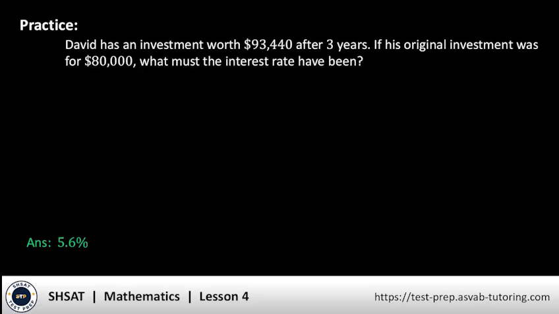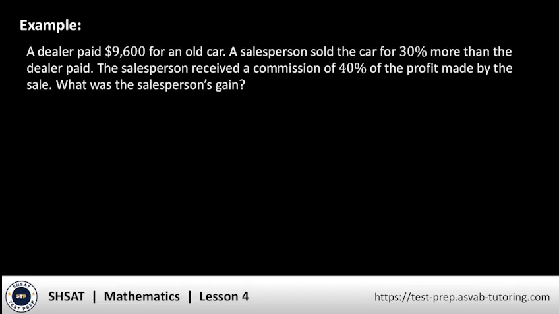Okay. We, of course, have a practice question here, once again related to simple interest, the topic that we just have covered. I do hope that you do get an answer of 5.6% when you're done with it. Let's move on. A dealer paid $9,600 for an old car. A salesperson sold the car for 30% more than the dealer paid. The salesperson received a commission of 40% of the profit made by the sale. What was the salesperson's gain?